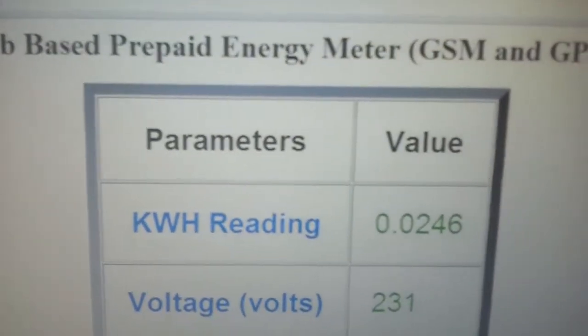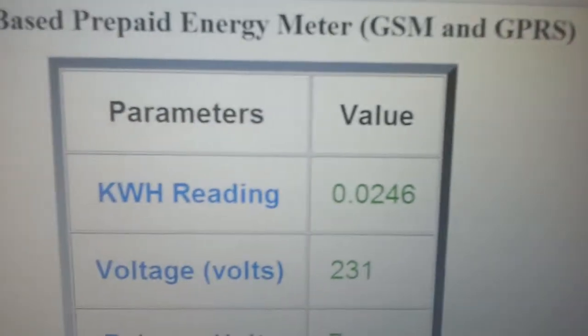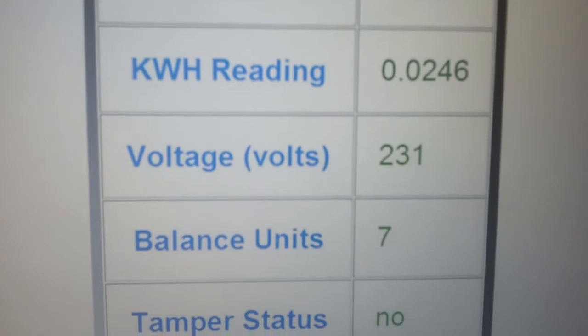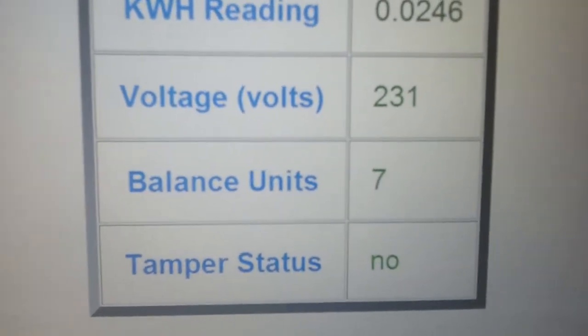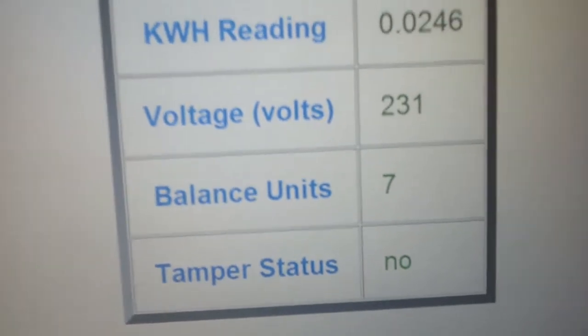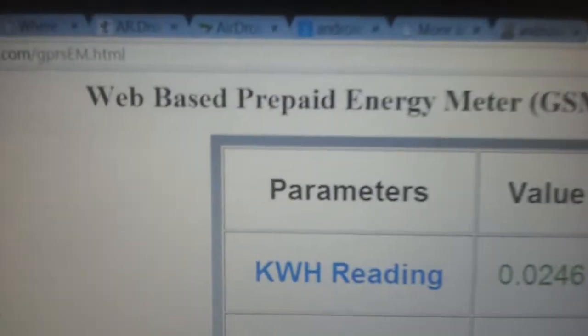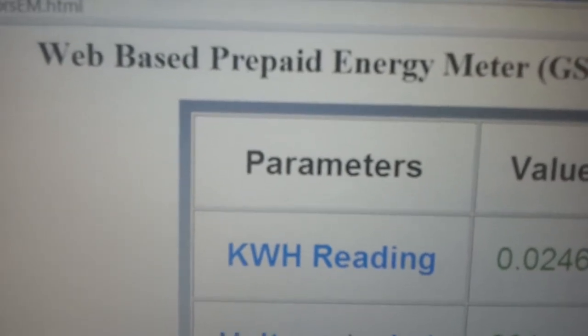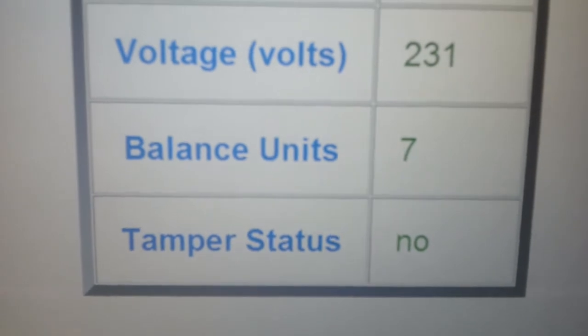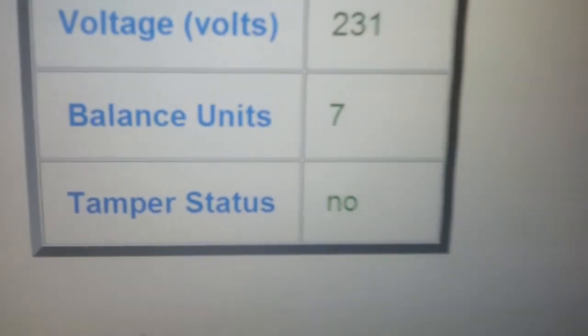Now I am going to demonstrate a project called web-based prepaid energy meter using GSM and GPRS. It displays parameters like the kilowatt hour reading, the voltage, the units pending and the tamper status. That is, the user can recharge this energy meter and the live balance of the recharge status is shown here. It also displays if somebody tampers with the energy meter; the tampering alert will be shown on the website itself.